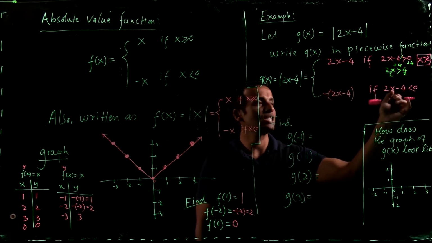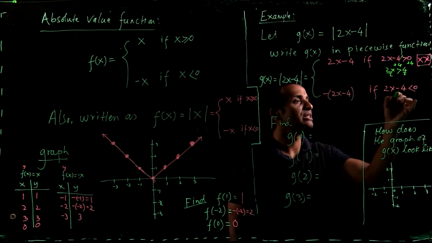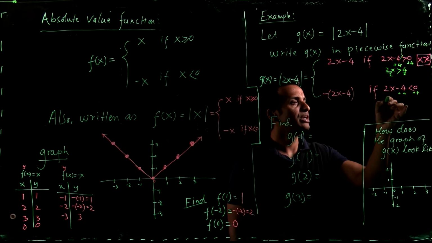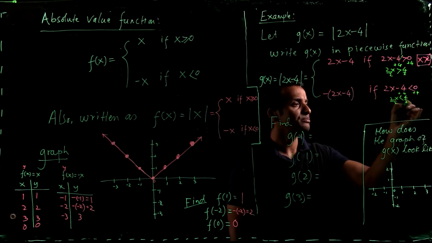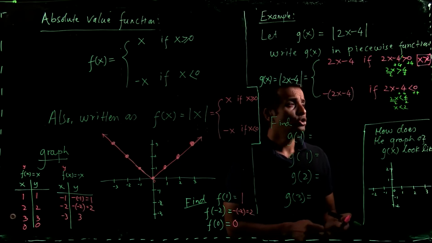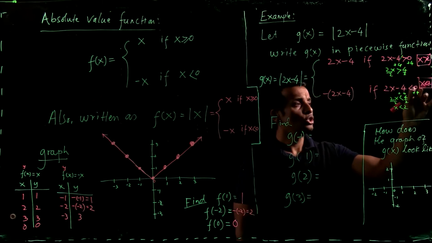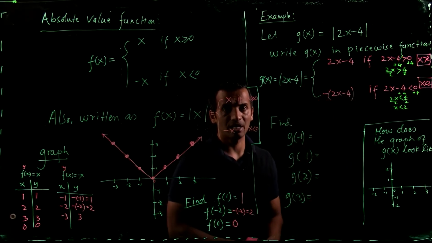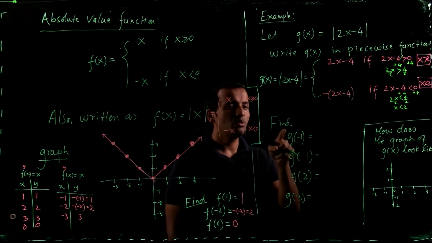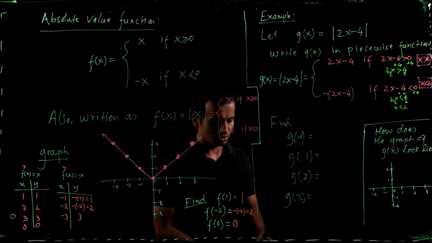But this one, if you solve it with the same technique, then you will get plus 4, and so 2x is less than 4, and divide by 2, you will get x is less than 2. So when x is less than 2, the value of the absolute value function is negative of 2x minus 4. Okay, now we want to find g of negative 1, g of 1, g of 2, and g of 3. Let's see how to do this one.